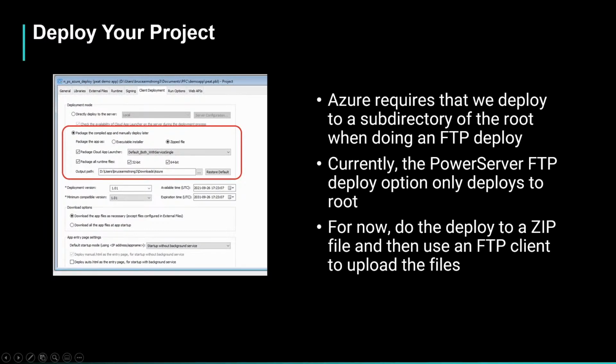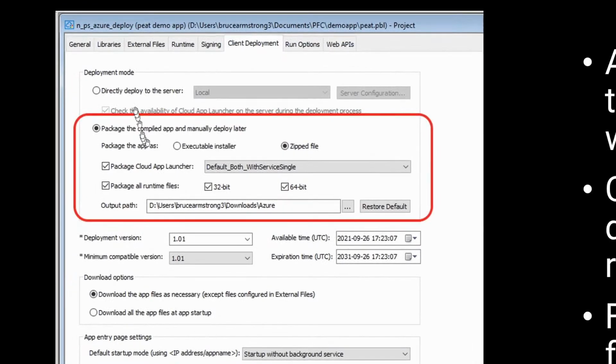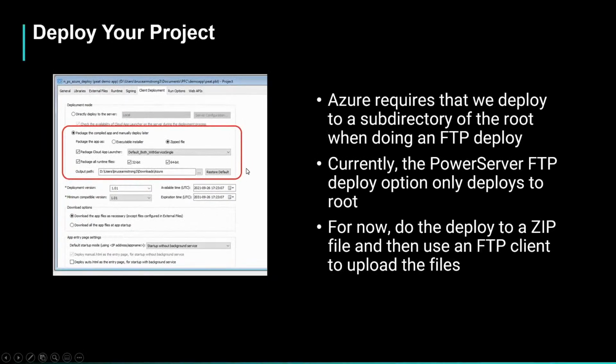I take that back. You can, if you say deploy directly to the server, it does give you the option to do FTP. The problem is what the PowerBuilder client does is it deploys directly to the root folder, and that's not what I want. You remember I was talking about the 3 directory structure. I want the files deployed on a path underneath the root.